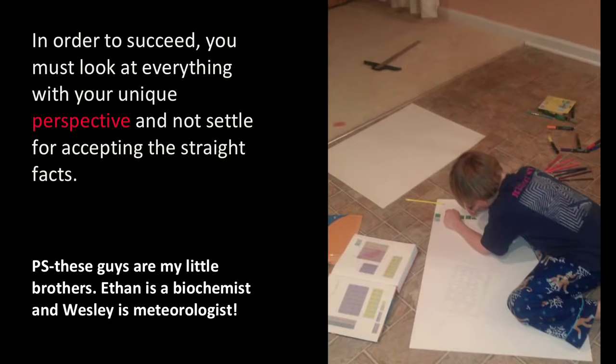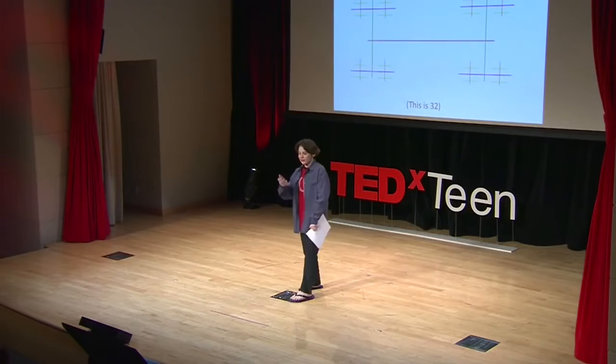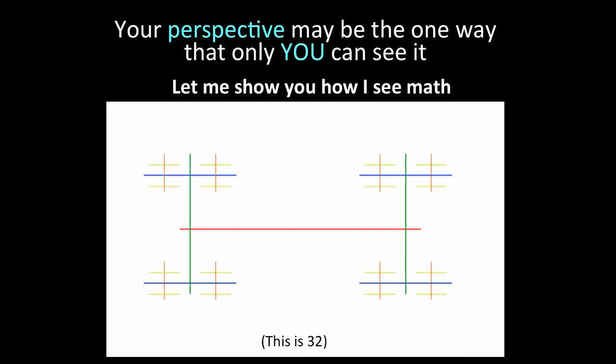In order to succeed, you have to look at everything with your own unique perspective. Okay, what does that mean? That means that when you think, you must think in your own creative way, not accepting everything that's already out there. By the way, the people I'm showing in the background are my little brothers, Ethan and Wesley. One of them's a chemist and the other one's a meteorologist. So your perspective might be the only way you can see art or history or music or whatever. So let me show you one of the ways which I can see math. So for example, that's 32, and the rotations represent addition, subtraction, division, multiplication, etc.